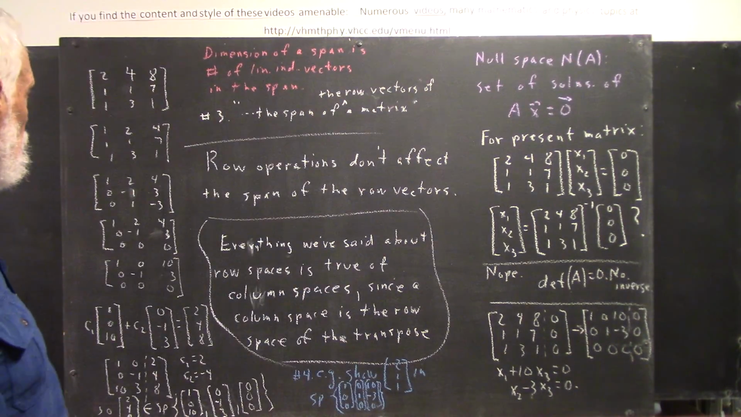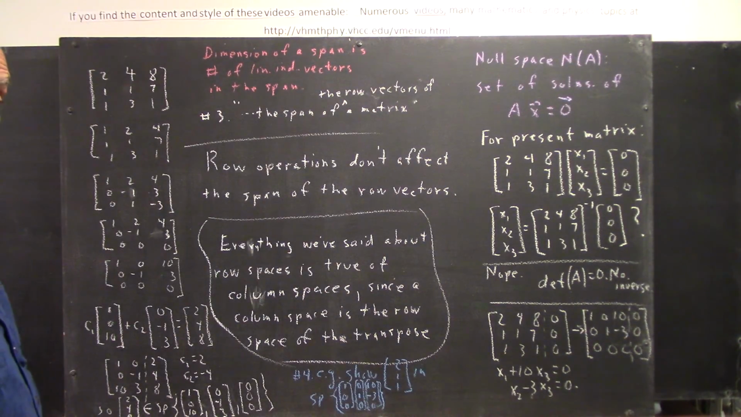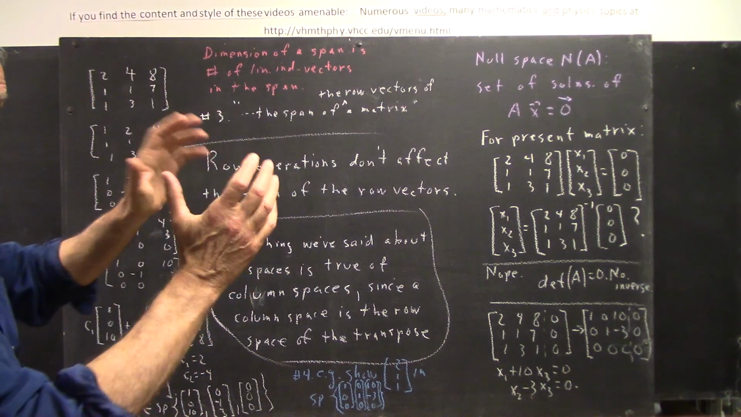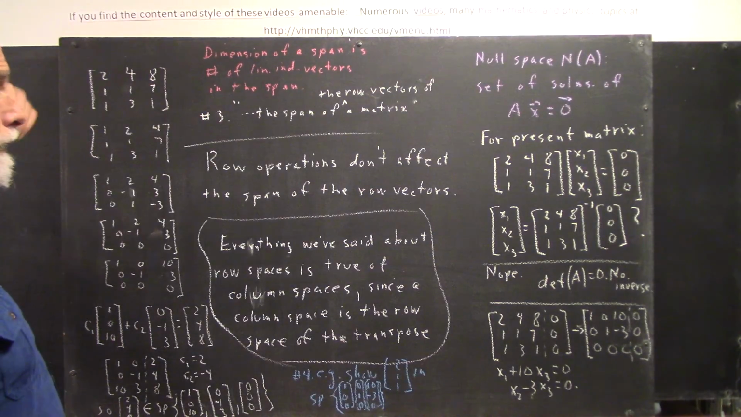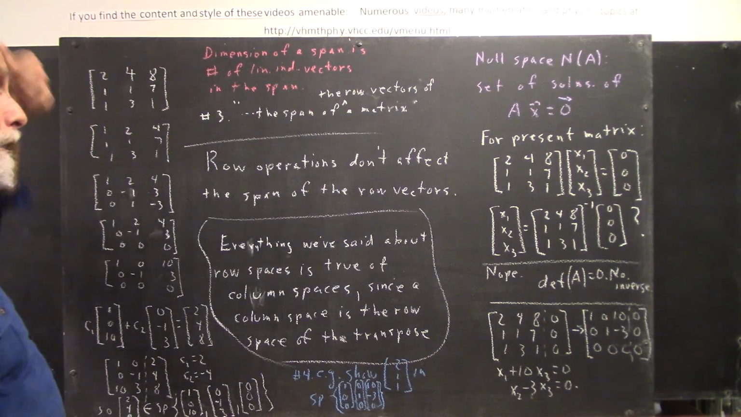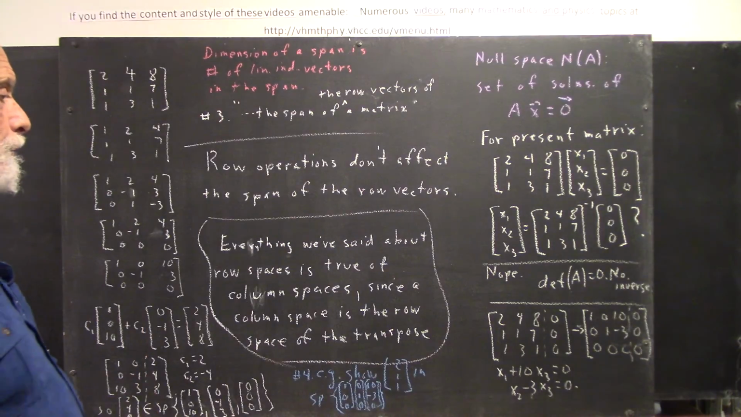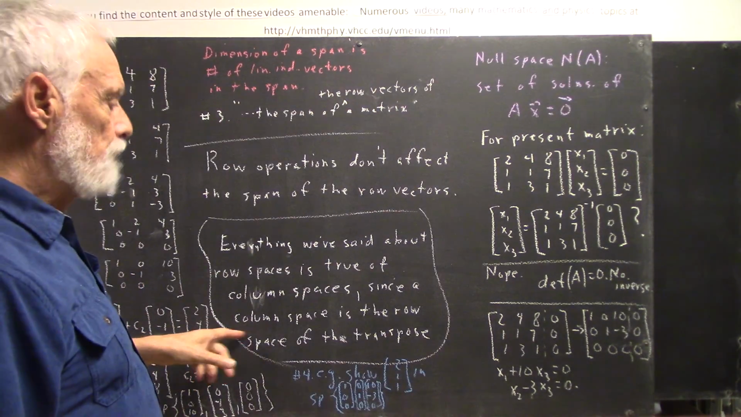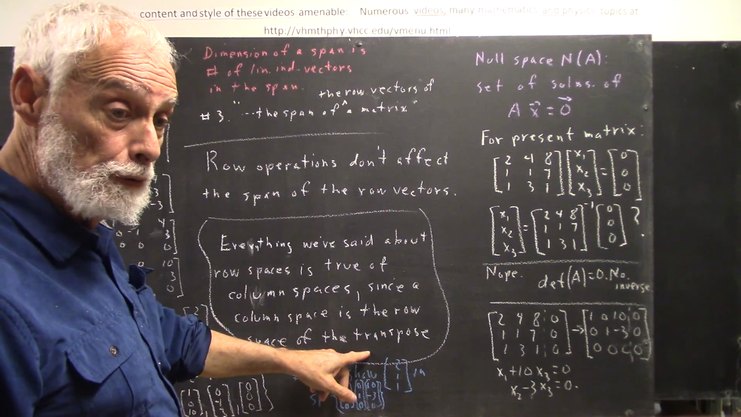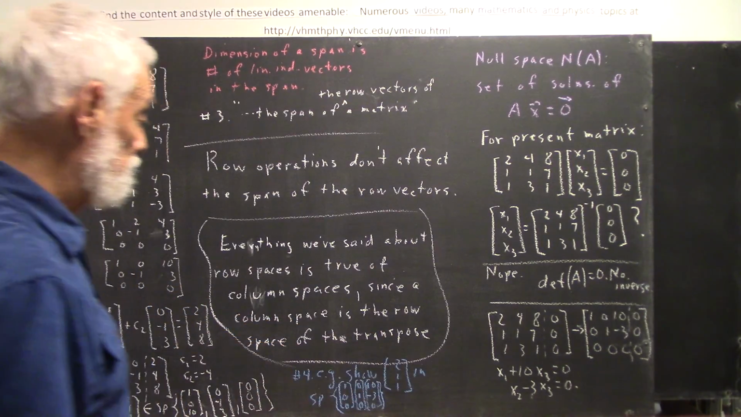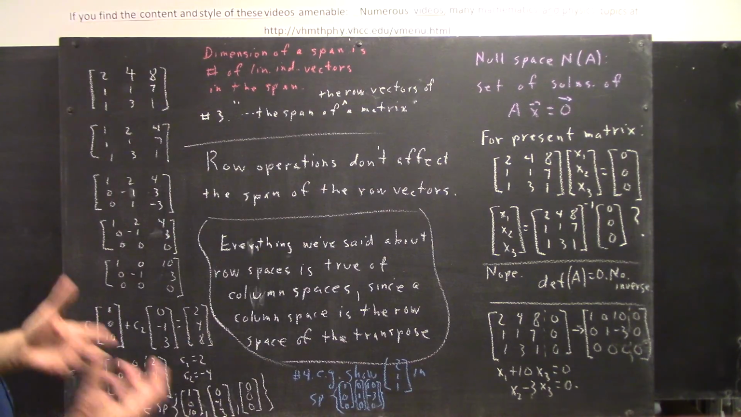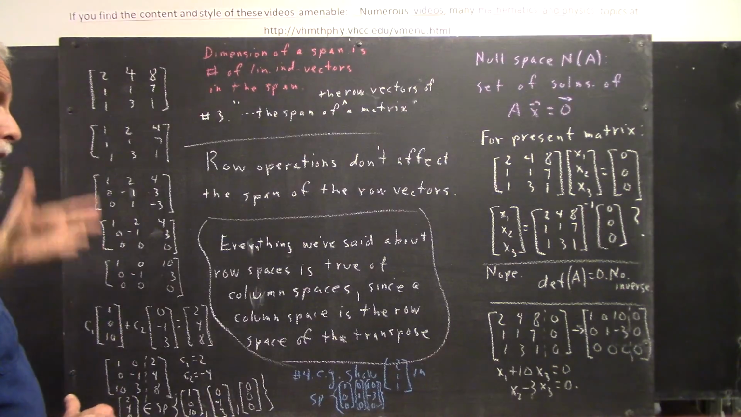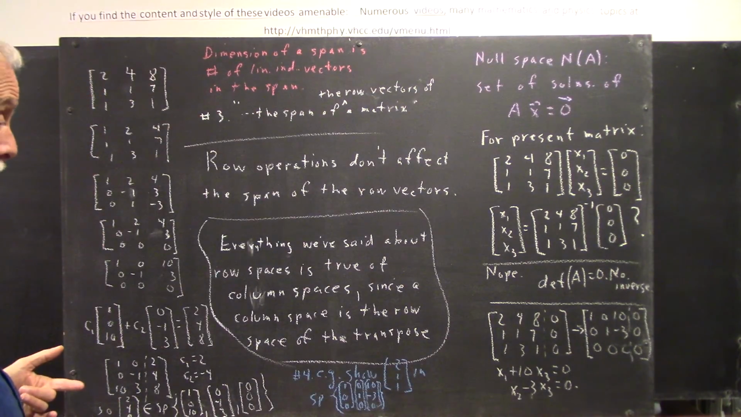Now we can also talk about the column space of a matrix. In other words, take the columns and make those into individual vectors and see what they span. Well, everything we said about row spaces is also true of column spaces, and the reason is that a column space is just the row space of the transpose of the matrix. So if I want to establish anything about the column space, I just transpose the matrix and make the statement about the row space.